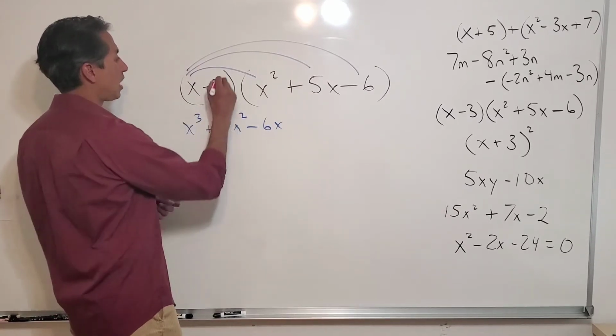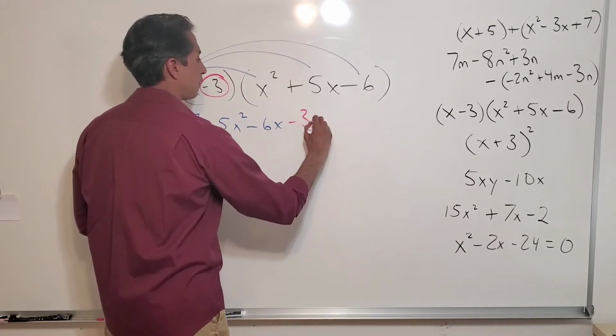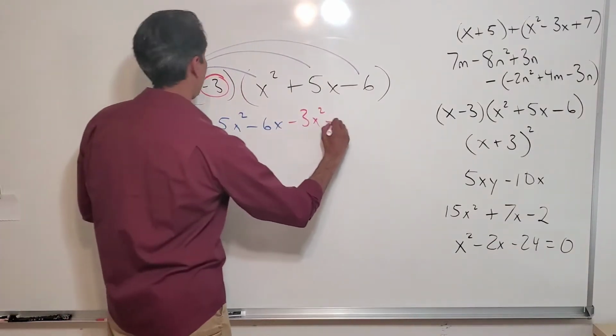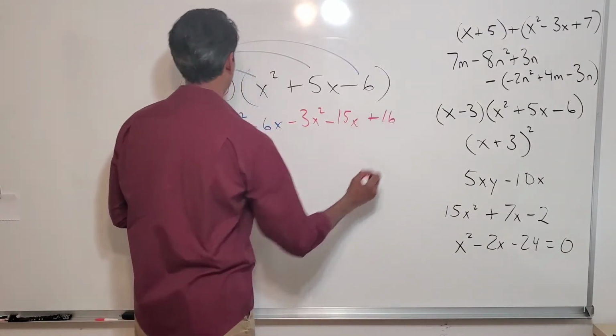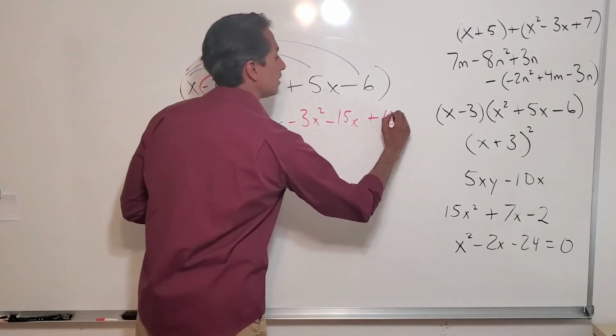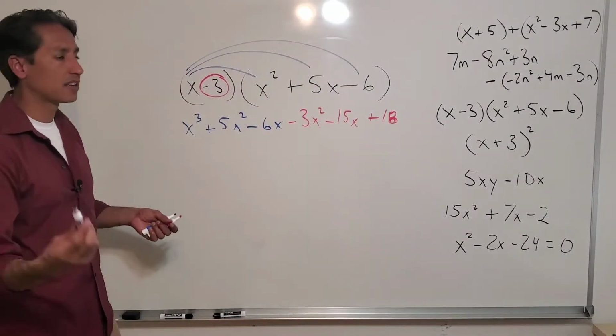The next part now, I got to be careful. It's a negative. Negative 3 times that is negative 3x squared. And then minus 15x. And then plus 18. Oops, 18. There you go. And now let's combine like terms.